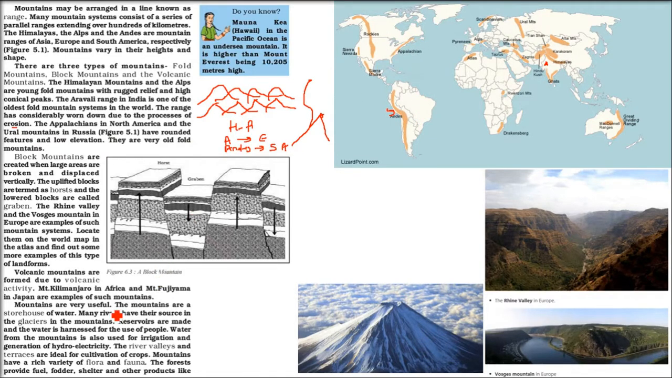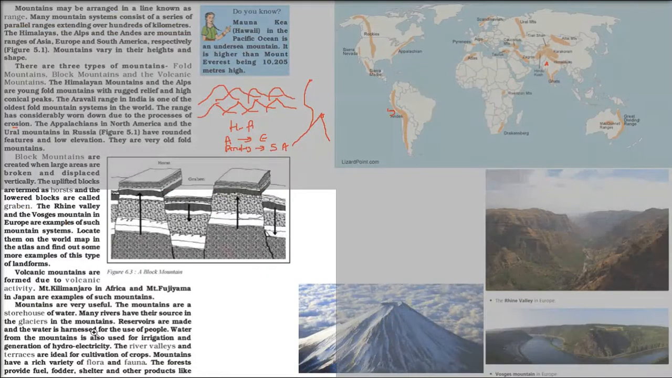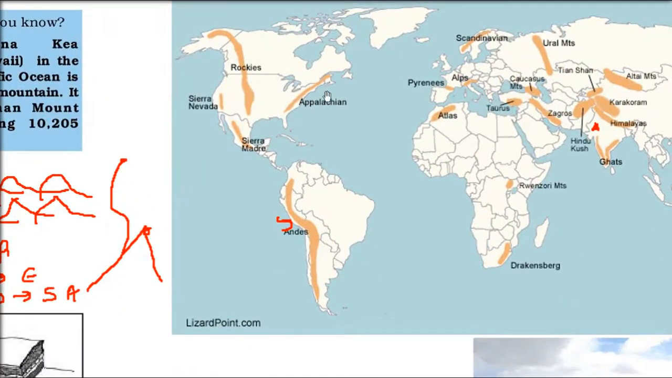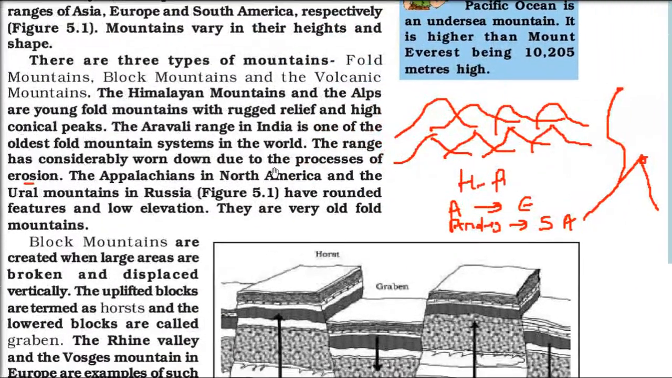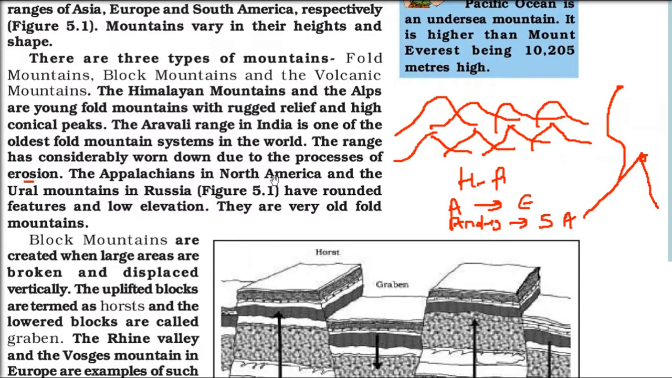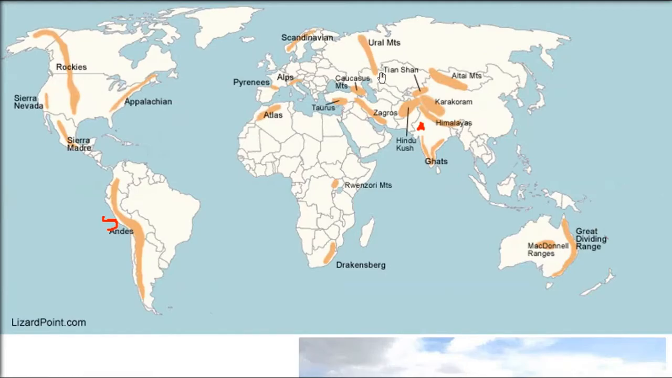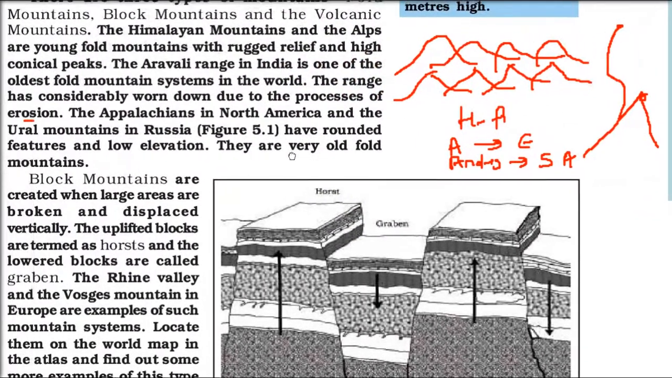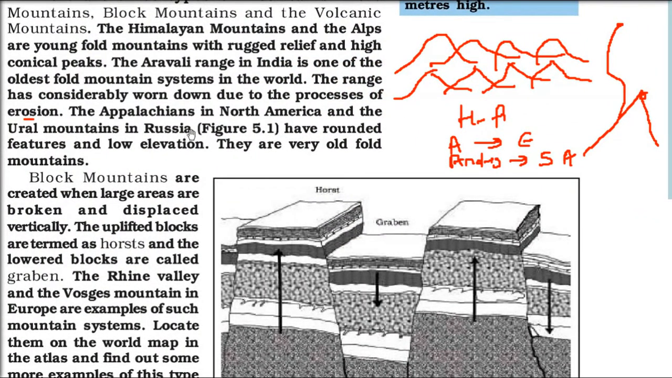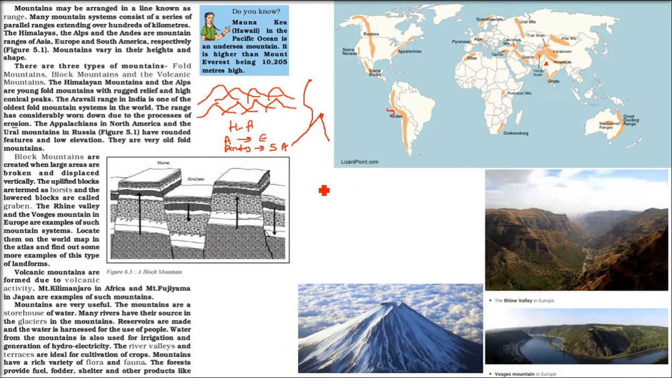If you see here, the Appalachian in North America and the Ural mountains in Russia, let me show you. This is Appalachian in North America, and then we have here the Ural mountains between Russia, Asia and Europe, and they have rounded features, and the elevation or relief is not that high. They are also old fold mountains.